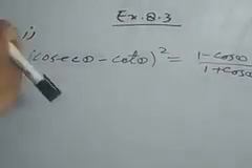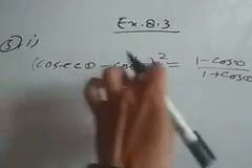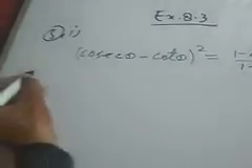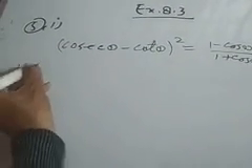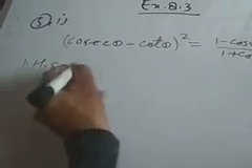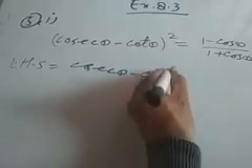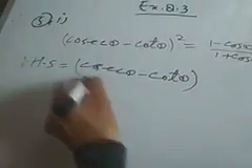Question number 5. First part is (cosec theta minus cot theta) का whole square equal to (1 minus cos theta) divided by (1 plus cos theta). First of all, we will take the left hand side. Left hand side is equal to (cosec theta minus cot theta) का whole square.